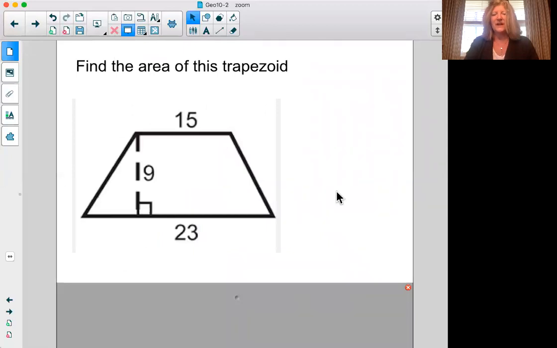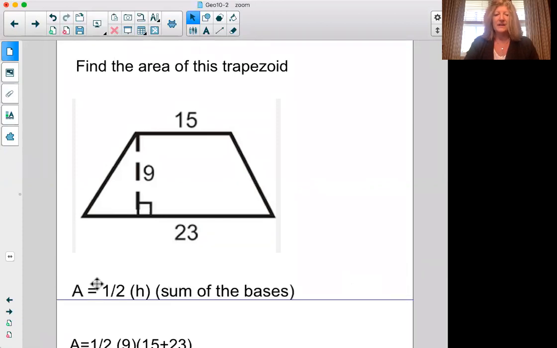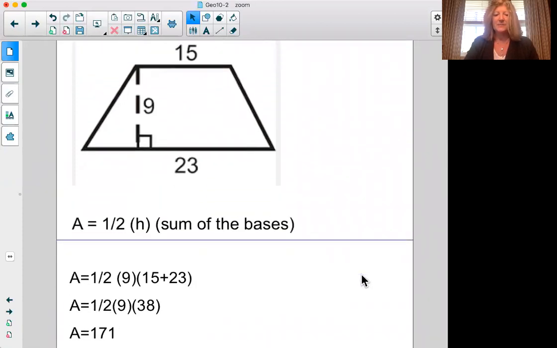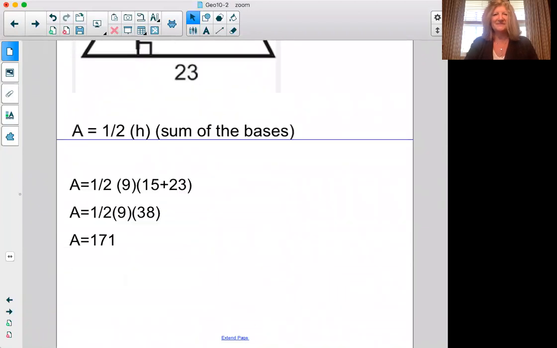So if we're going to find the area of this trapezoid, we have to say, well, these are the legs. I don't need their lengths for the formula. I need the sum of the bases times the height cut in half. Here's my formula, and I plug and chug.